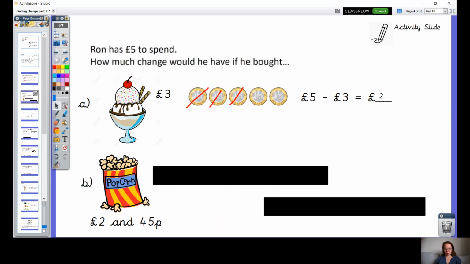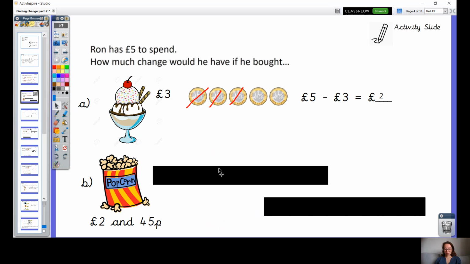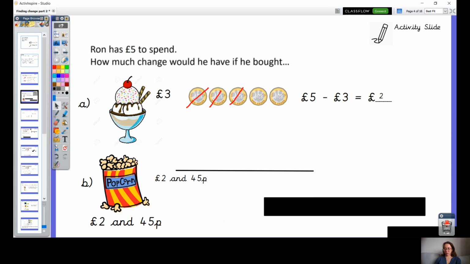And now let's have a look at this one. So, with the popcorn, I would recommend using that number line. And we always start our number line with the cost of the item. We need to find the difference. Let me make my number line a little bit bigger. That's better. So, we're not going to worry about the pounds just for the moment. We're going to focus on getting this pence up to 100 to make another pound. That's going to be helpful.